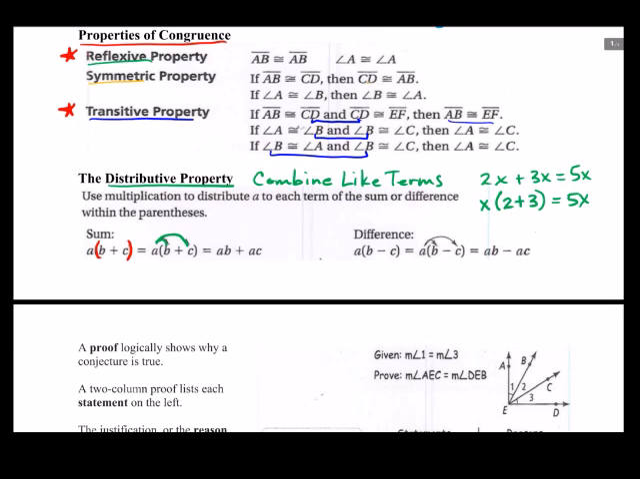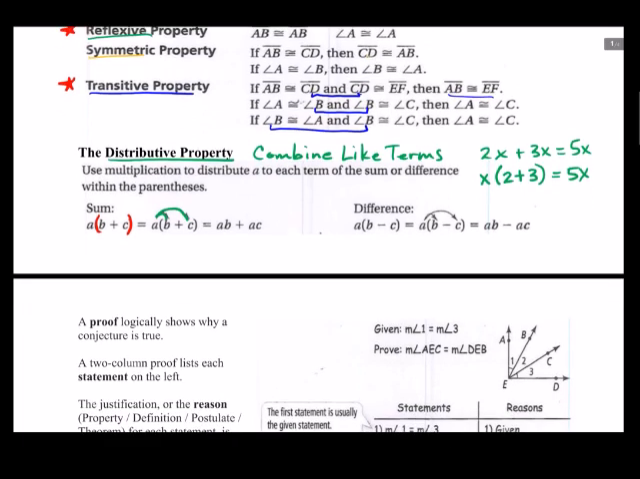Lots of good algebraic properties of equality and properties of congruence and substitution property and distributive property to go along with our ever-growing list of definitions, postulates, and theorems. We are getting a very large toolbox here to do our proofs with.